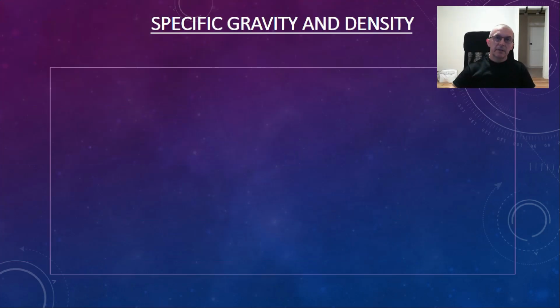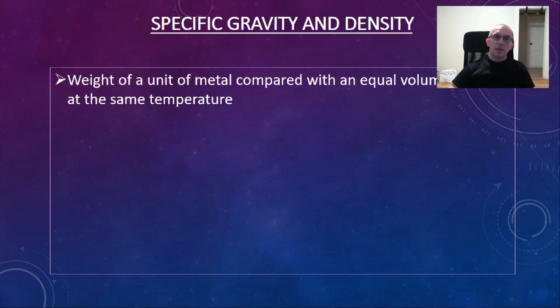Specific gravity and density. Specific gravity is the weight of the unit of metal as compared with an equal volume of water at the same temperature. It's important that we have them at the same temperature because metals expand and contract with changes in temperature, and so does water.